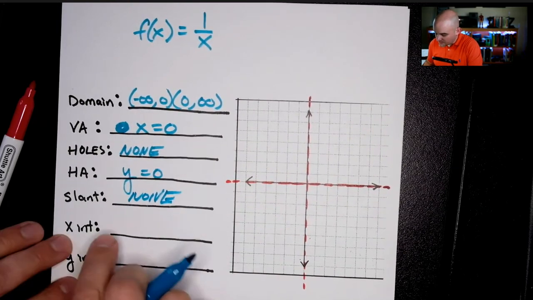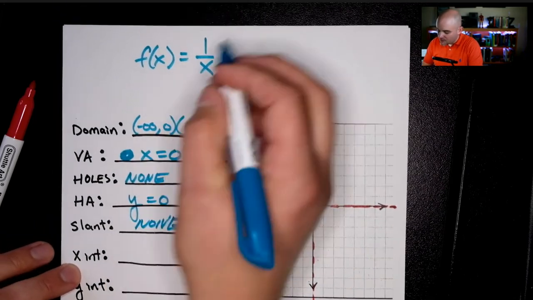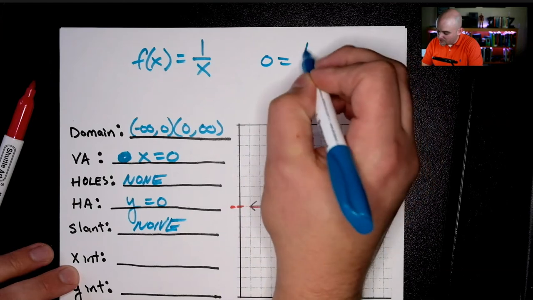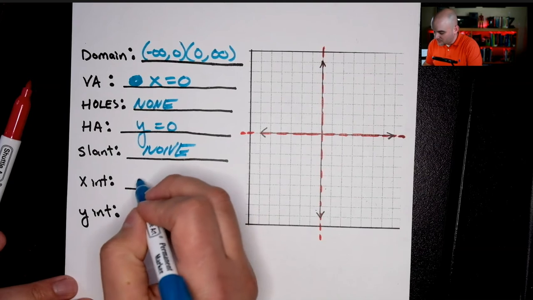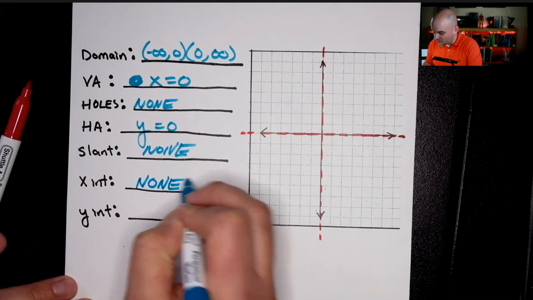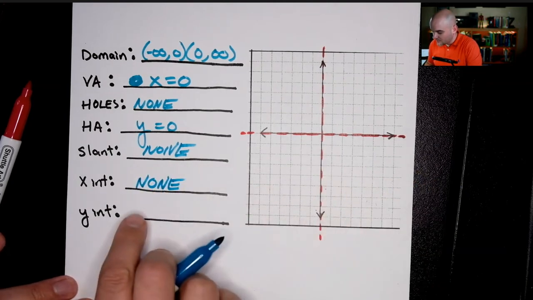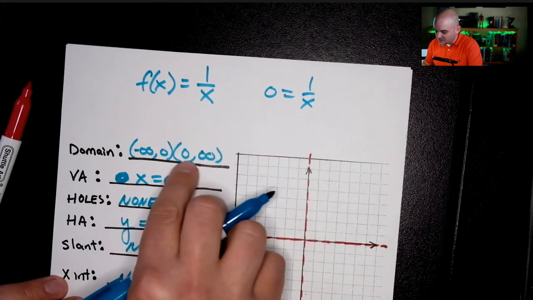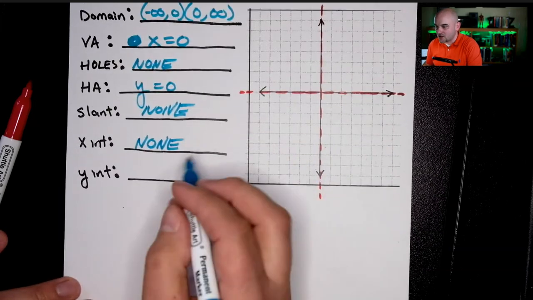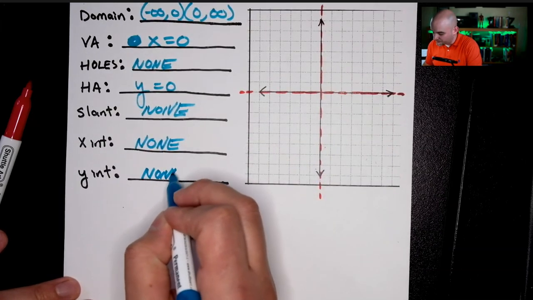The x-intercept happens when y equals 0. Well, if you let 0 equal y here, there's nothing I can put in for x that will make that a true statement. So there's not going to be an x-intercept, which makes sense. We know the graph. The y-intercept happens when you put 0 in for x, and that's a domain error, isn't it? So there's not going to be a y-intercept.